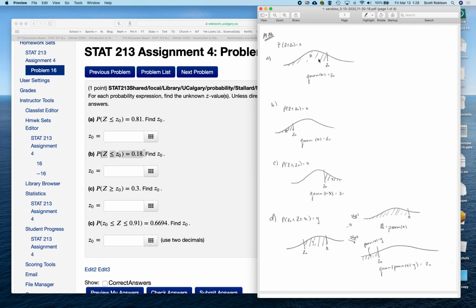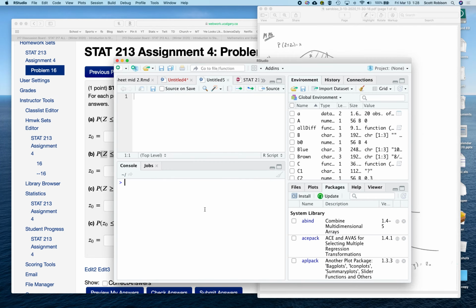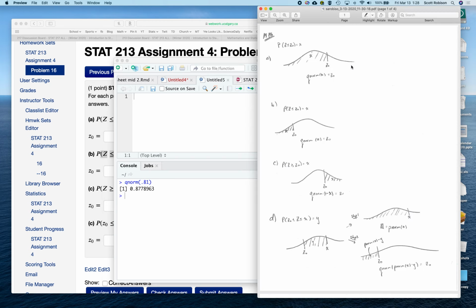When you have the area and you are looking for the value, in R, the command to type is qnorm of this area, and it will give you the value. Make sure that you are giving R the area on the left. So for my particular example, I guess it would be qnorm of 0.81, and I get the corresponding value.